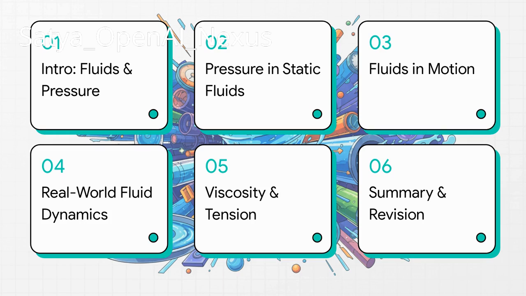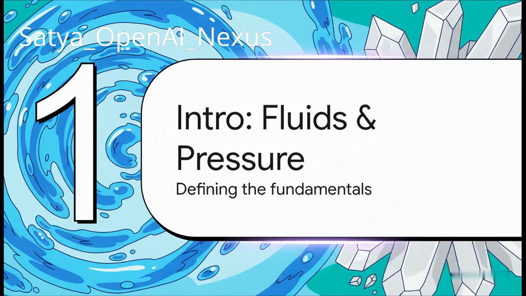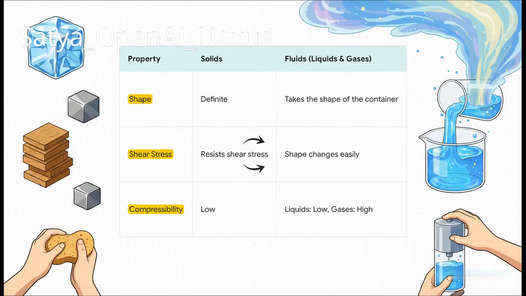Let's get started. All right, first things first. Let's really nail down what we mean when we say fluid, and, just as importantly, how it's different from a solid. Okay, so the big difference here, the real key, is something called shear stress. Now, what is that? Well, imagine you're trying to slide your hand across the top of a table. That sideways force, that's shear stress. A solid, like the table, just pushes back, right? It holds its shape. But a fluid? Oh no. Even a tiny bit of that sideways force, and it just starts to deform and flow. And that's the whole reason why liquids and gases take the shape of whatever container you put them in. They just can't resist that shear stress.